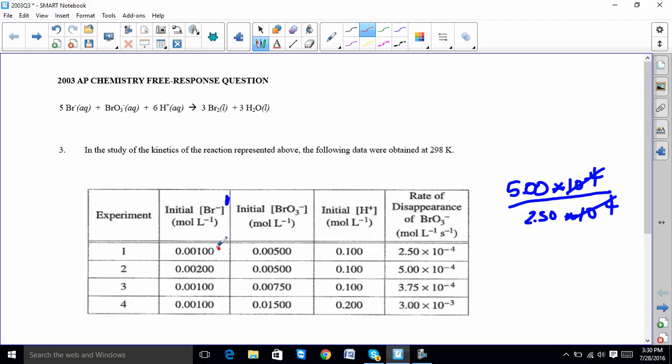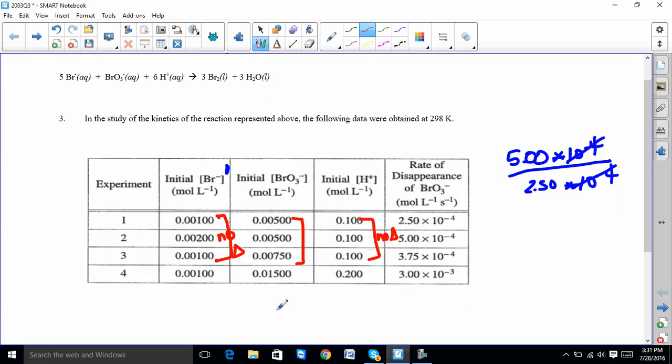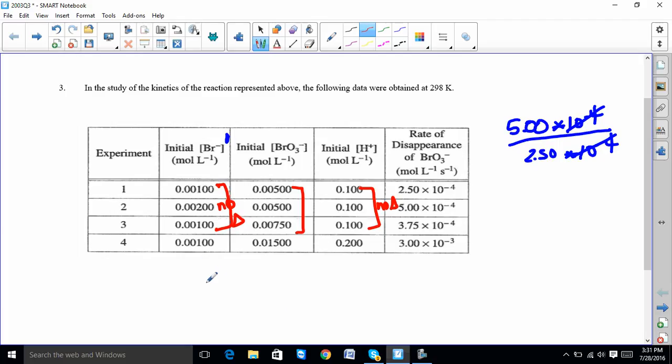here, because if I use 1 and 3, there's no change in the concentration of the first reactant, and there's no change here. Now, remember, always do the later trial divided by the earlier trial. If I do 0.00750 divided by 0.00500, I get 1.5.